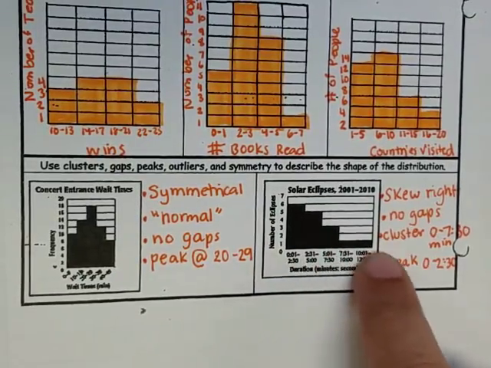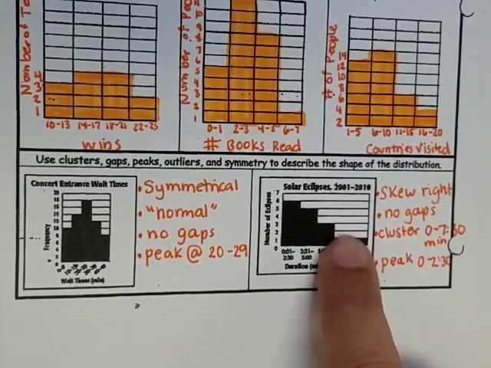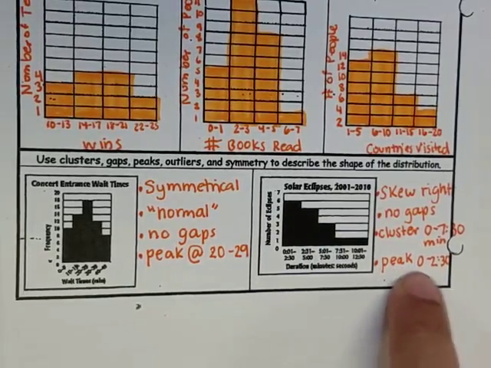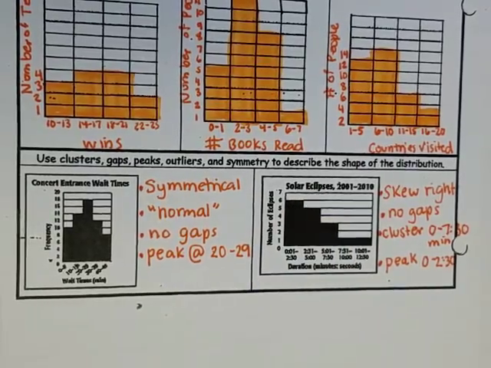There were no gaps that I saw. I did see a clustering kind of happening here because very few numbers are happening down here, and there was a peak from 0 to 2.5 minutes for the solar eclipse.